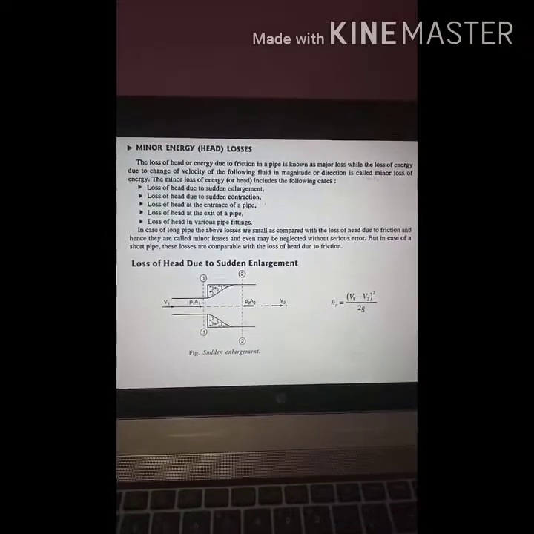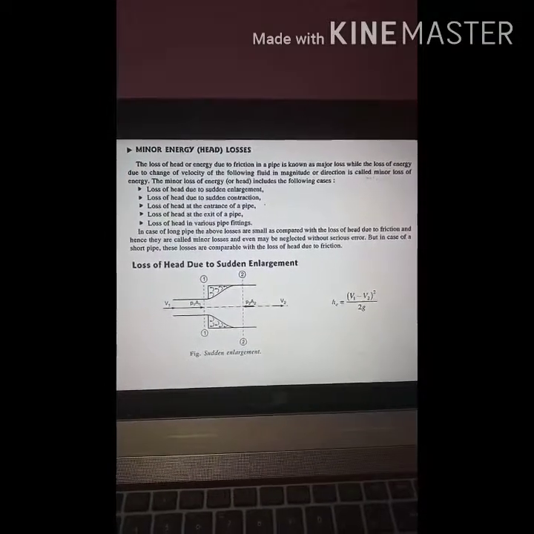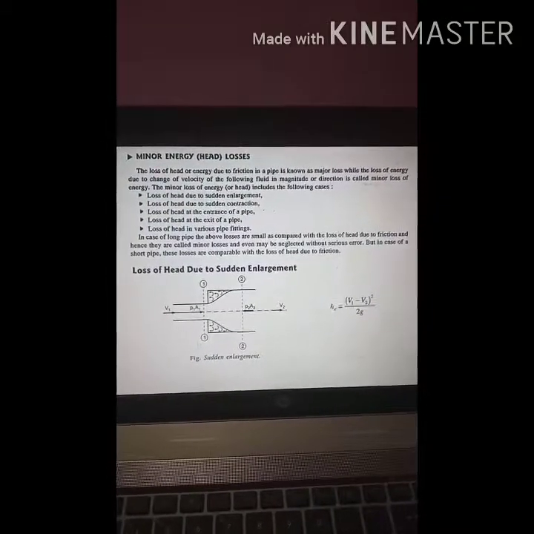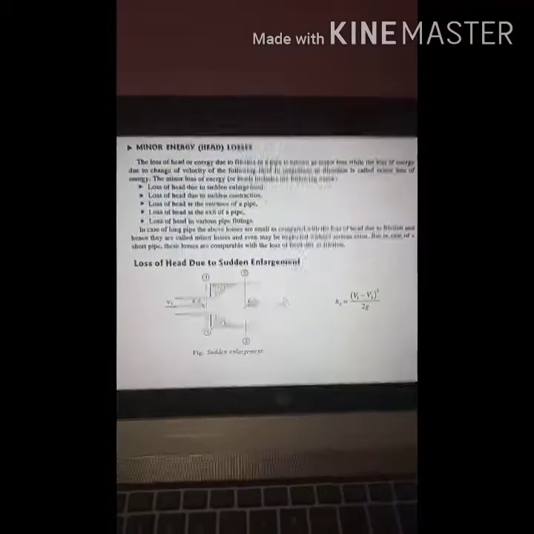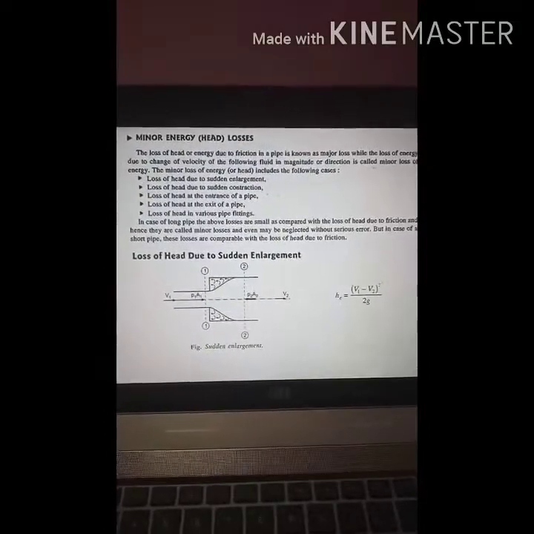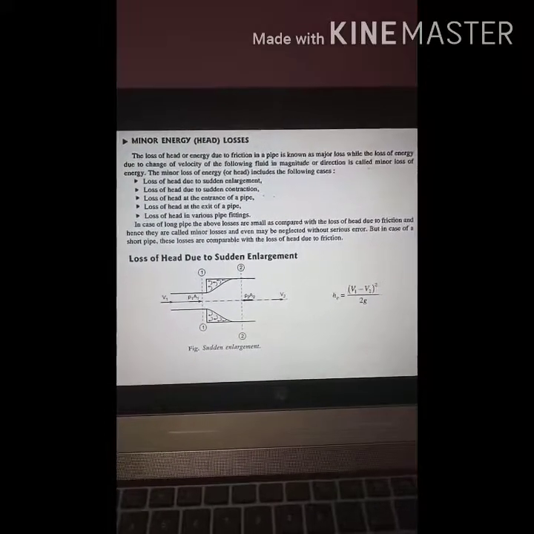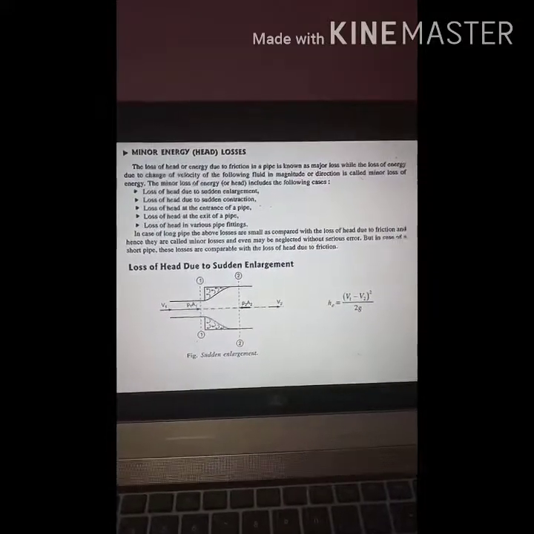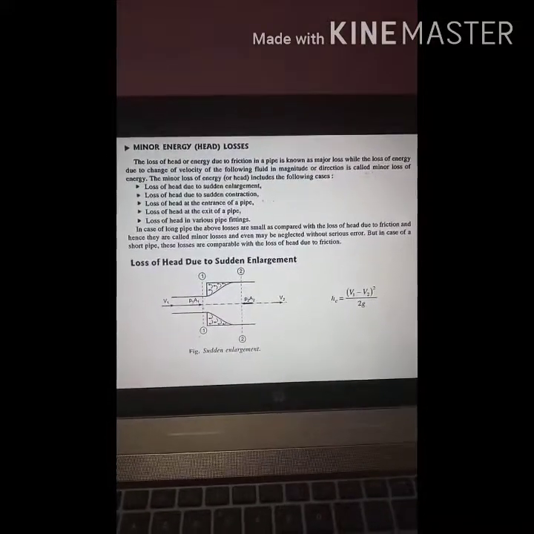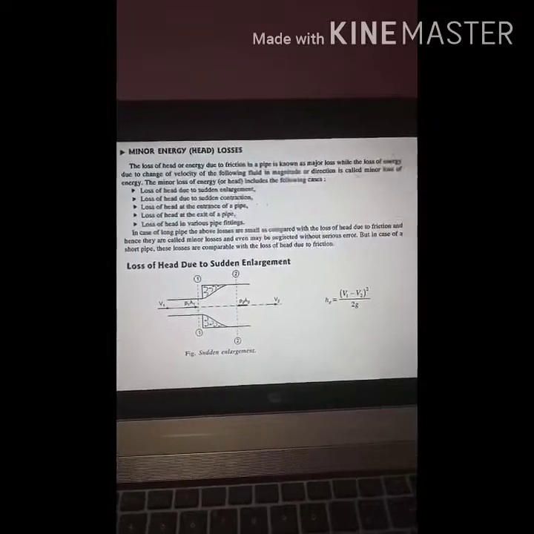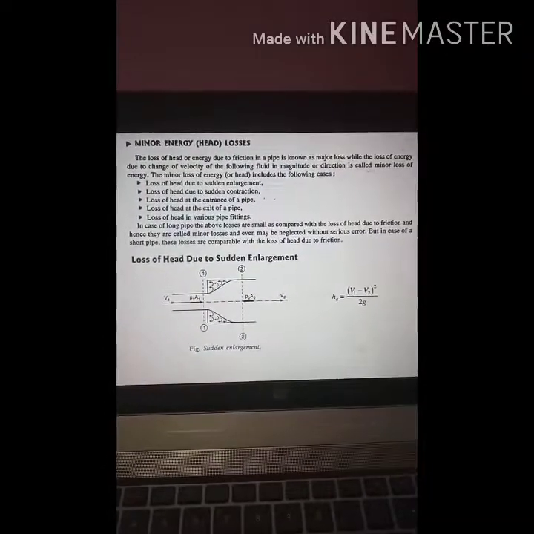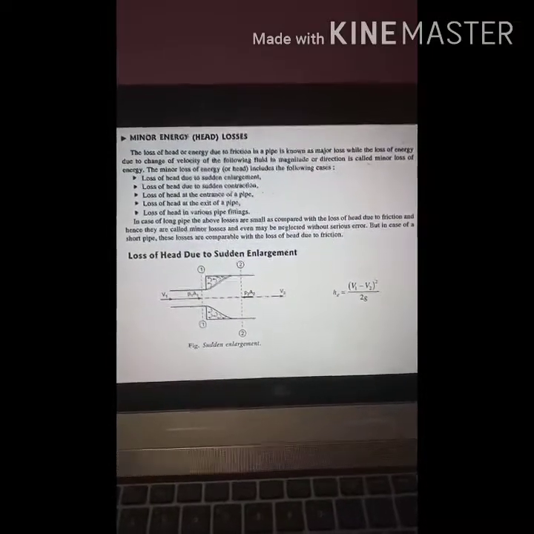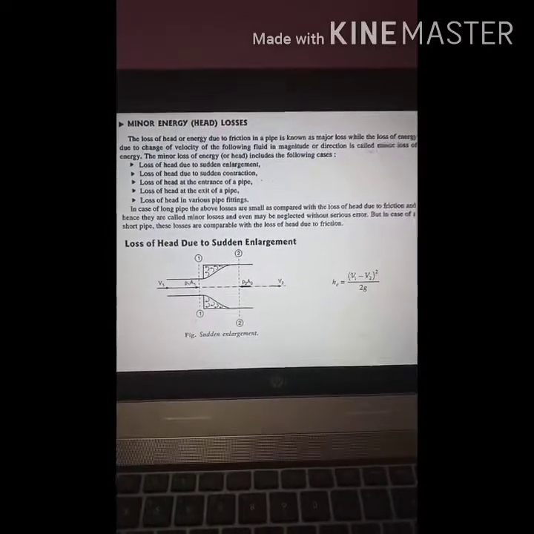Now the name is minor loss. That means the value of minor loss by calculation is going to come less than major loss. That's why its name is given as minor energy loss. So many times the minor losses are very less compared to the major loss, and hence they are neglected. They are neglected in many numericals. But as far as short pipes are concerned, the minor energy losses are considered for the calculation.